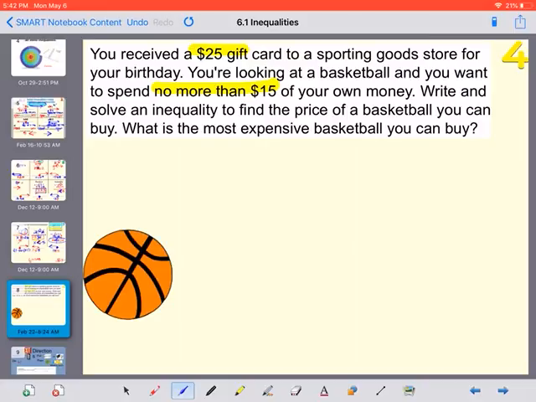So, you want to spend no more than $15. So, what we could do is say, hey, our basketball has to be less than or equal to $25. Oh, no, not 25. Less than or equal to $15. No more than $15. So those keywords there, no more than, means you have to spend less than that. Okay? But we also have a $25 gift card. So we need to apply that $25 gift card to our equation. Put that in there. So you're putting the $25 gift card with the basketball.